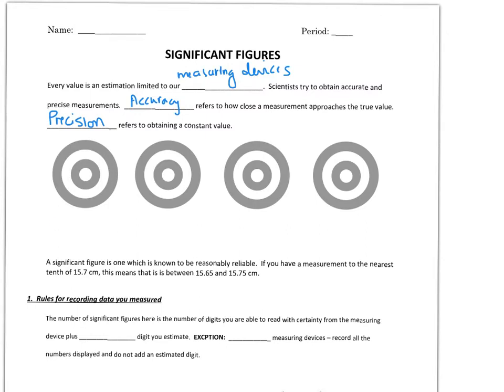If you were both precise and accurate, then every time you shoot your darts, your darts will land right next to each other and all in the bullseye. Let's say that you are precise but not accurate. That means that your measurements, or your darts, go in the same spot. They are repeatable.